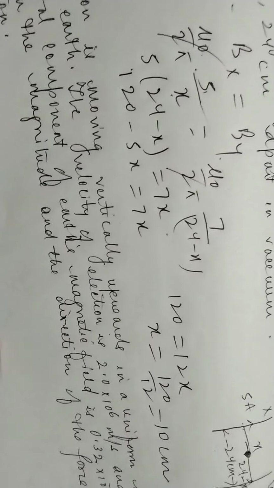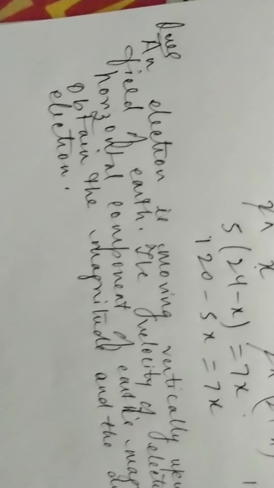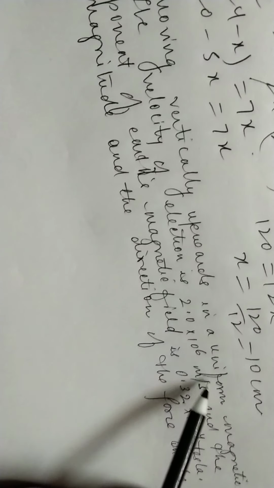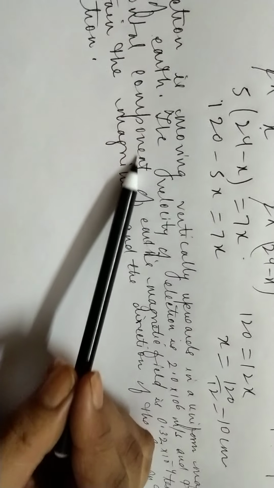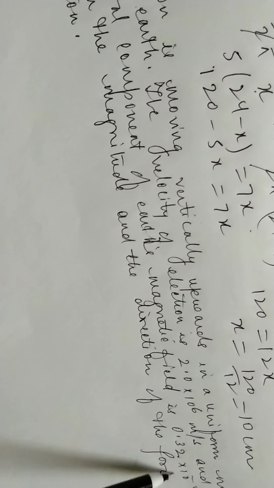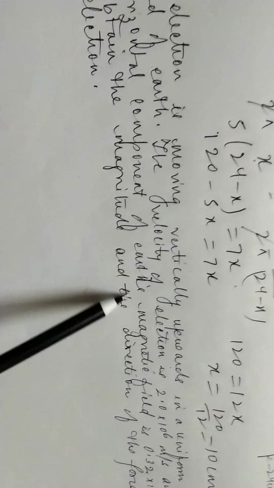So this is one question. The next question is the last question. We have got an electron and it is moving vertically upward. Look at this question, it is a little tricky. The electron is moving vertically upward in the uniform magnetic field of the earth. The velocity of the electron is given as 2 into 10 to the power 6 meter per second, and the horizontal component of the earth's magnetic field is given as 0.32 into 10 to the power minus 4 Tesla. We need to obtain the magnitude and the direction of the force on the electron. So we need to find out the force.